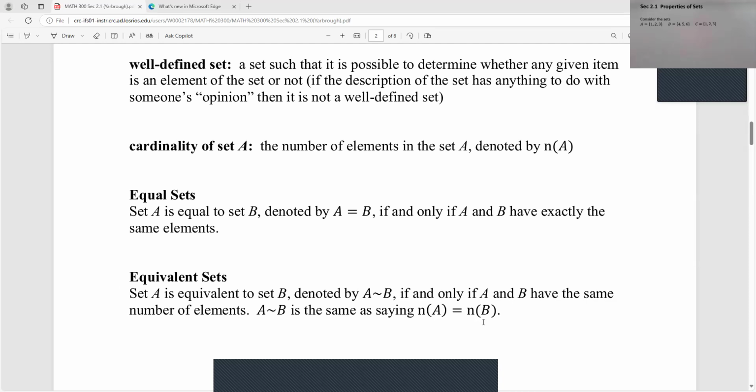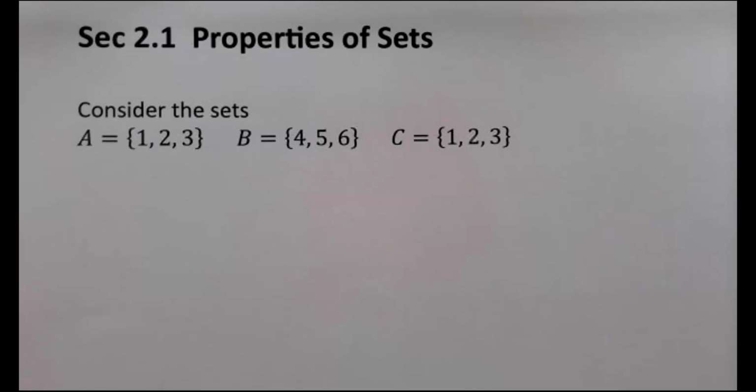So if we have two sets where they have the same number of elements in them, we can say that A is equivalent to B. If they have the same number of elements in them, but those elements are also exactly the same things, we can say something even stronger. We can say A is equal to B. So those are the definitions I wanted to highlight before we get started with our examples here.